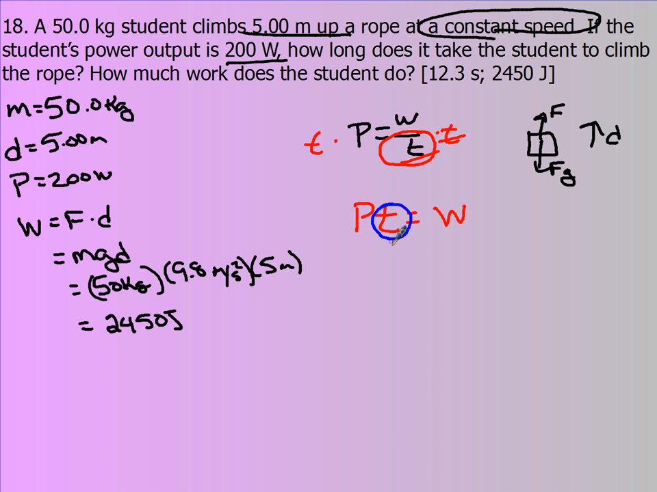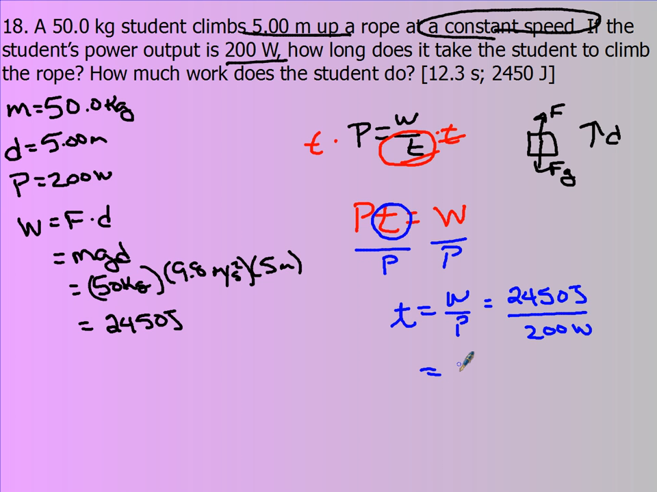So I'm looking for time because I'm multiplying by P. I'm going to divide both sides through by P. So the time is the work divided by the power. The work done is 2,450 joules. The power exerted is 200 watts. So the time is, let's see, did I do that right?